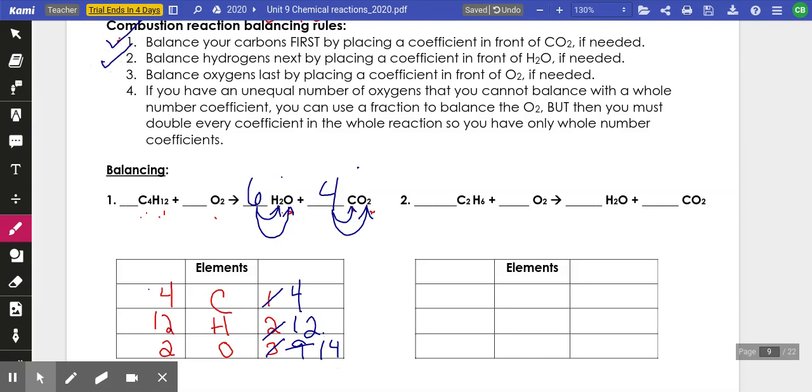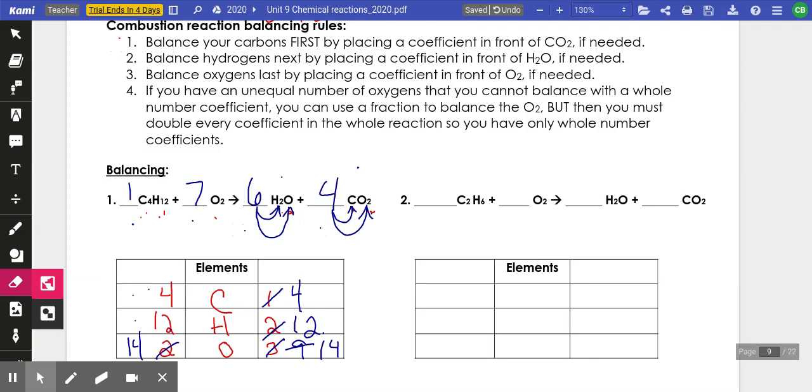Step 3 says to balance the oxygens by putting a number in front of O2. So my carbons have been balanced now, my hydrogens have been balanced now. So lastly, I just need to get this number of oxygens to be 14. So how do I do that? I'm just going to put a number 7 in front of O2. Then I'm just going to put a number 1 here so that I can be very clear. And my coefficients then are just 1, 7, 6, and 4. That's it. So now let's try this one more time.